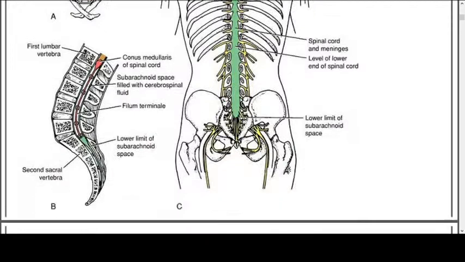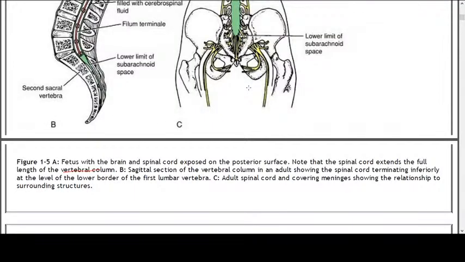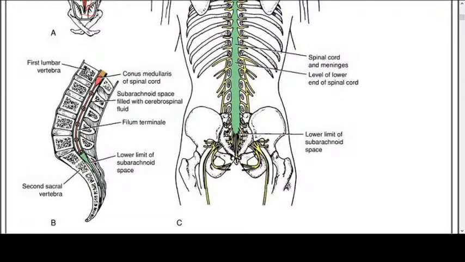This one is the figure of an adult. Up to here there is the vertebral column, and up to here there is vertebral column. However, the spinal cord is only up to here. Below it is just the filum terminale, and it is attached to the coccyx bone.